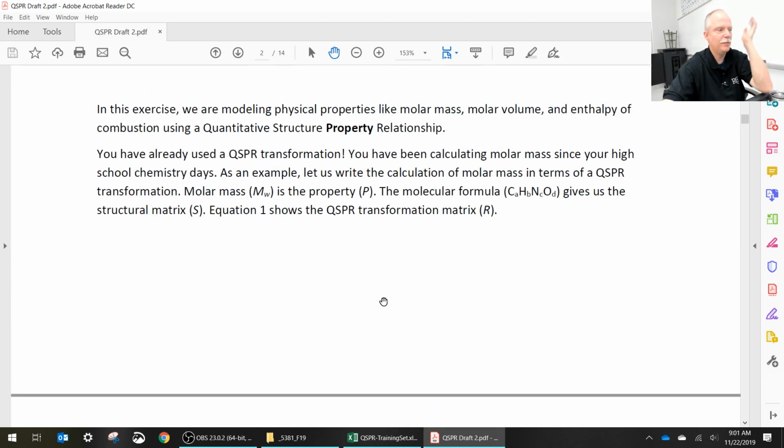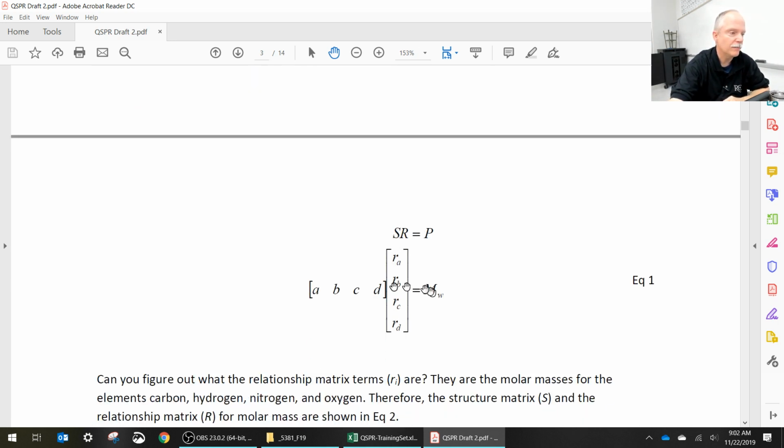You've already been doing quantitative structure property relationships since your freshman year, or even your high school days in chemistry. You are given the molecular formula CH4, and you're asked, what's the molar mass? Well, the structure is CH4. It's 1 carbon and 4 hydrogens. And you have a relationship known as the periodic table. So you go to the periodic table and pull the masses for carbon and hydrogen, and you turn the structure into a property. That's all you're doing. And we do this very simply with mathematics using this matrix formulation.